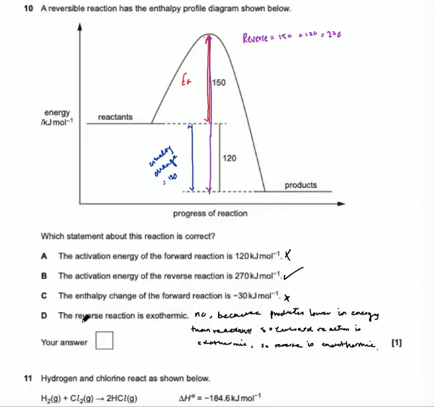The only way this would be correct is if you would have this type of enthalpy profile. We have this as the reactants, and that's the products. That would mean that the forward reaction is endothermic, therefore the reverse reaction will be exothermic. And so because you have the reactants at a lower energy level than the products, this is an endothermic reaction, the reverse will be an exothermic reaction. And so D is also wrong. And so that's why B is the only correct answer. And so 10 is B.